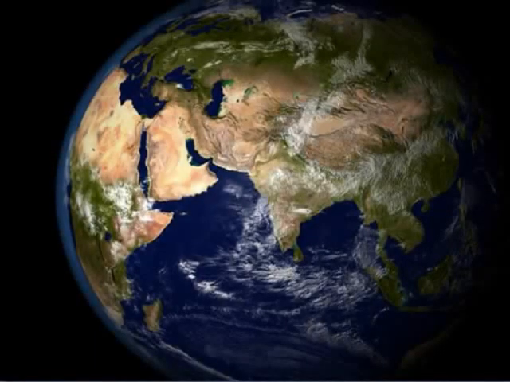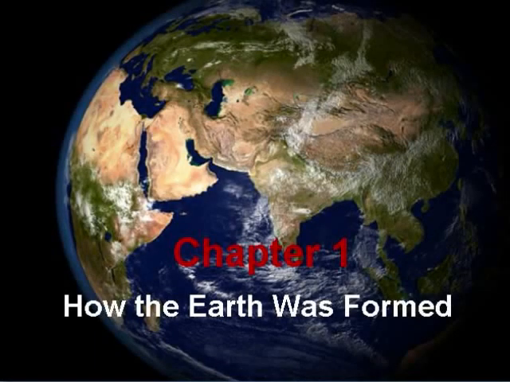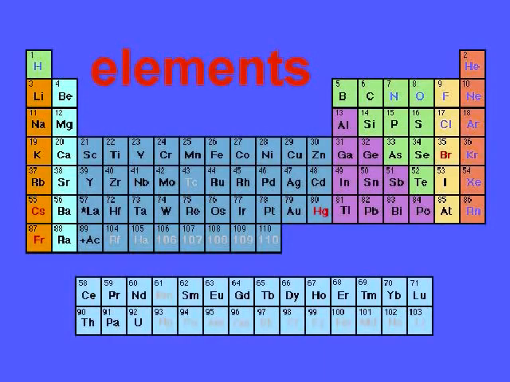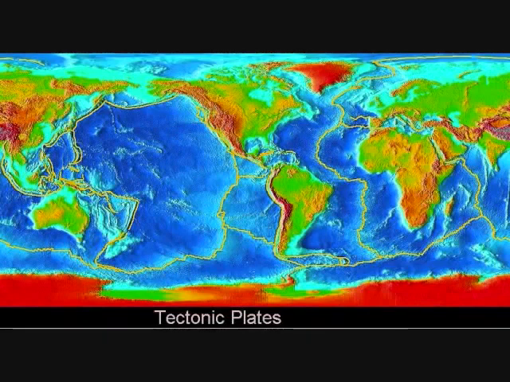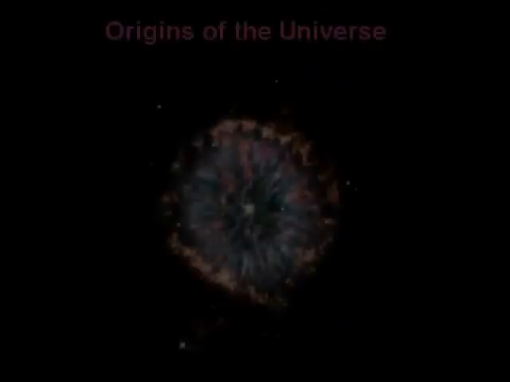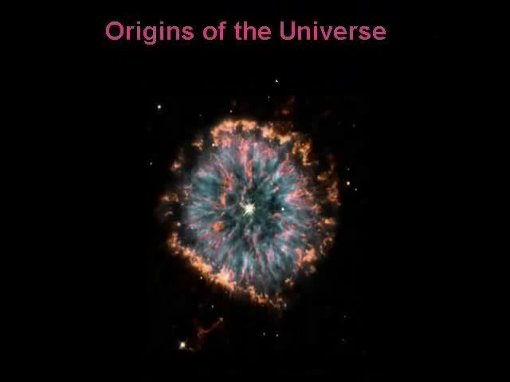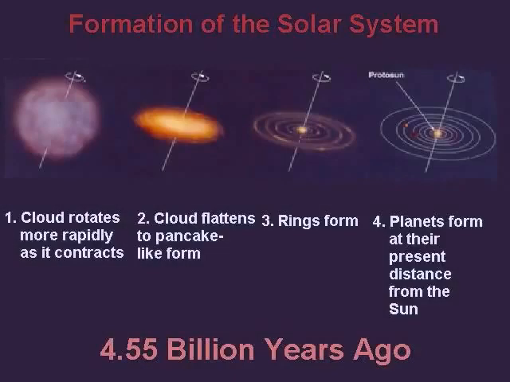Chapter 1, How the Earth was Formed. In this chapter, we're going to talk about the origins of the earth and plate tectonics. To understand where oil and gas come from, we need to understand first how the universe was created and then how the earth was formed from this creation.